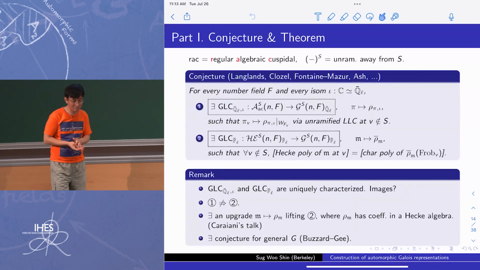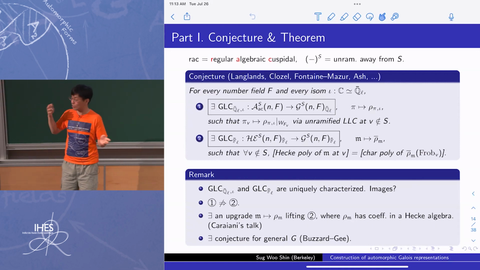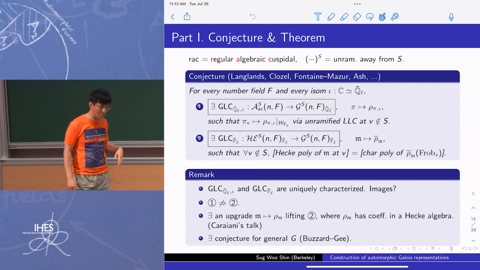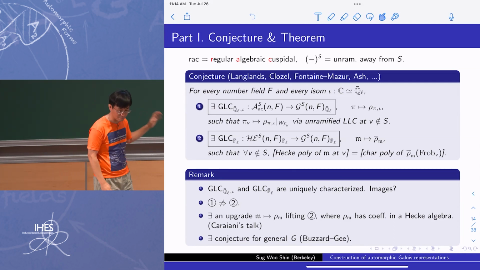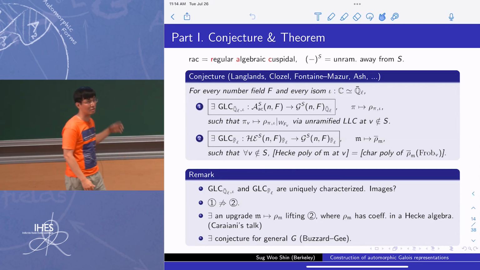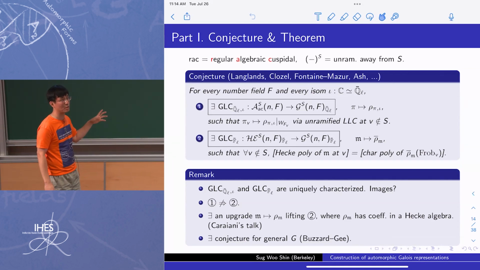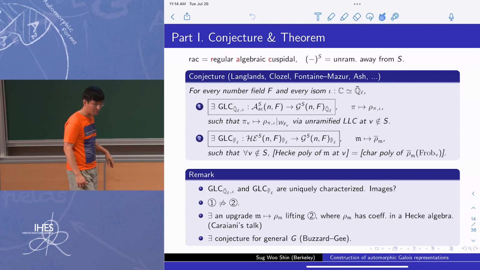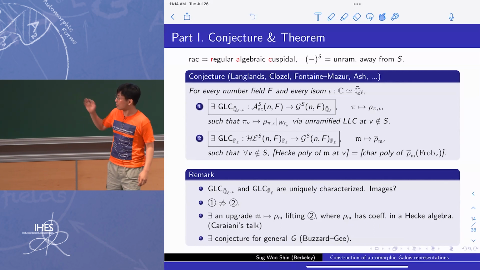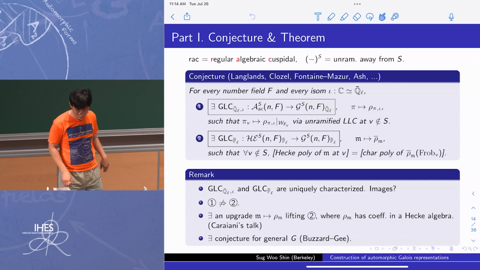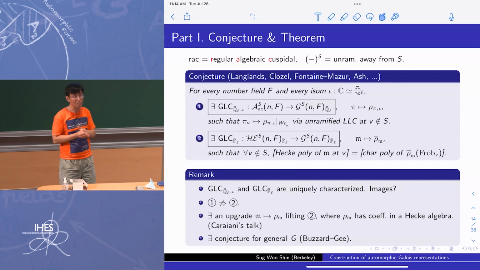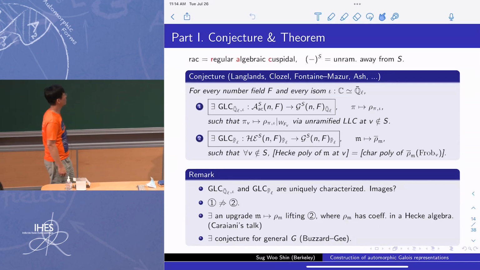Okay, so the conjecture is due to various people, mostly to Langlands, but then these various versions have been developed due to Clozel, Fontaine-Mazur, and also in the mod l case, I think Ash was probably the first one to propose something like this, something like part 2. Anyway, there are surely other people who contributed, but let me now make some remarks on the conjecture.